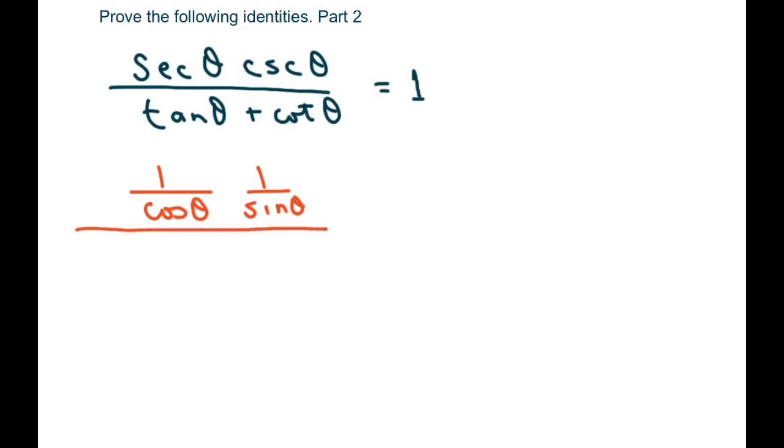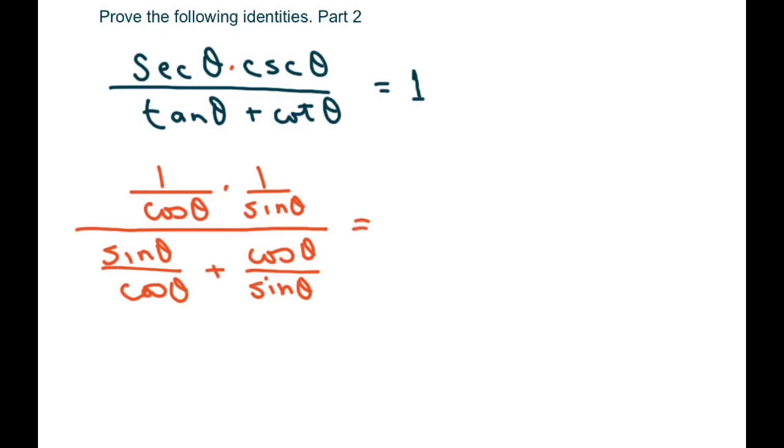And then for the denominator, and this is times. This means times. If there's nothing there, it's a times. And the denominator is a plus, so we have sine over cosine plus cosine over sine. All right. The numerator is just going to be, let's get rid of the double ones. It's just 1 times 1 is 1. So 1 over cosine times sine.